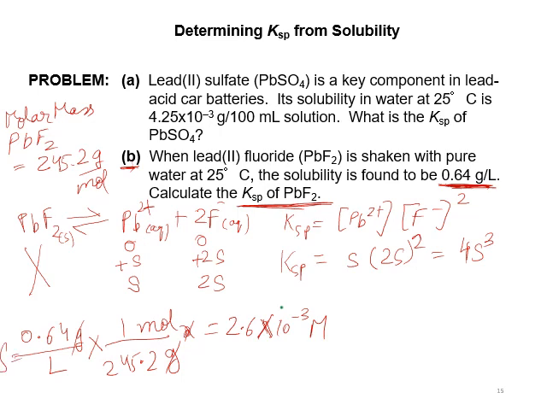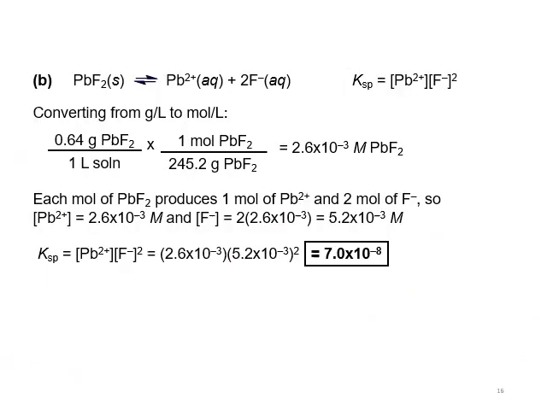So now that I know capital S, I can plug this value into my expression of Ksp. My Ksp will be equal to 4 times 2.6 times 10 raised to the power minus 3, cubed, which will give me a final answer of 7.0 times 10 raised to the power... I don't know what the final answer is. So let's look for it in the final answer slide, which is 7.0 times 10 raised to the power minus 8.